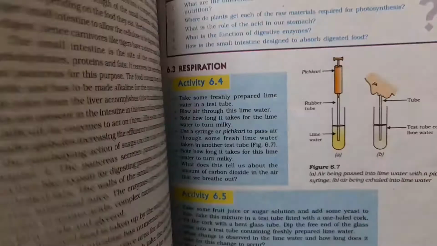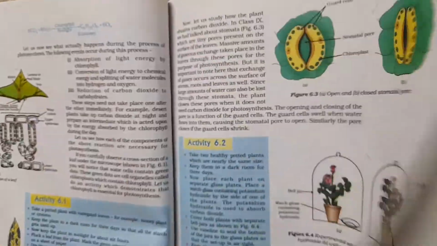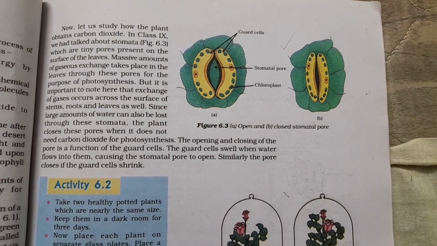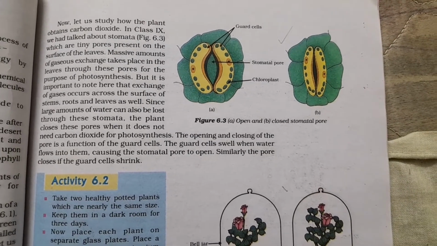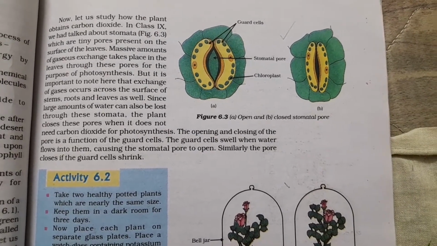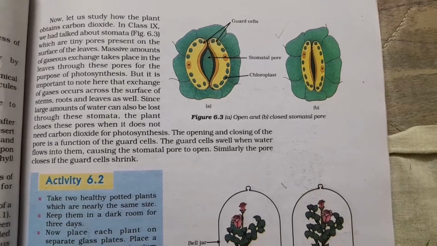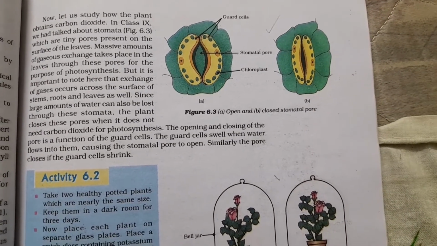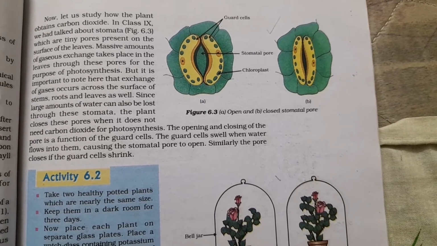Now they have a few more experimental setups. So now we'll study how the plant obtains carbon dioxide. This is what I told you. We have stomata, so gaseous exchanges take place. The carbon dioxide comes through the stomata.